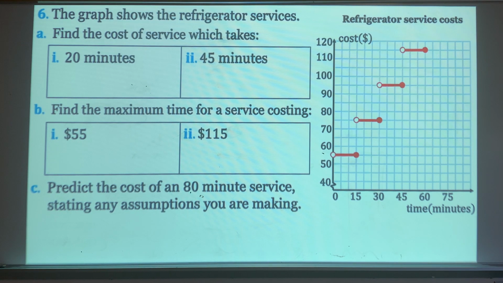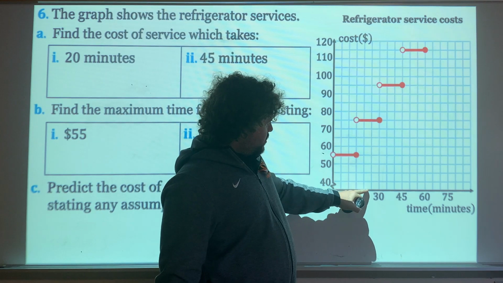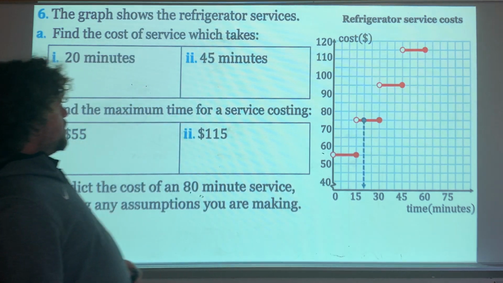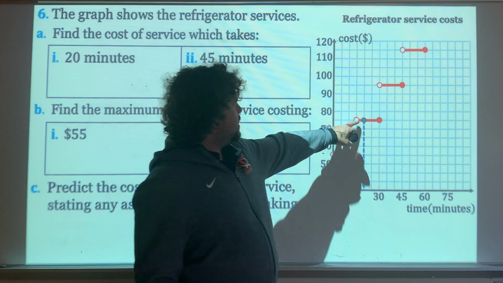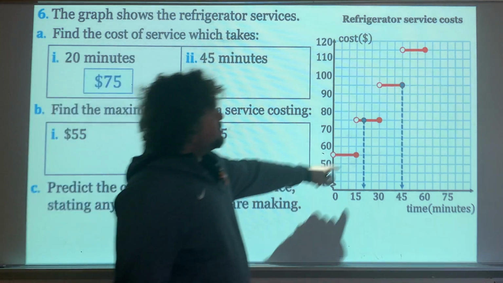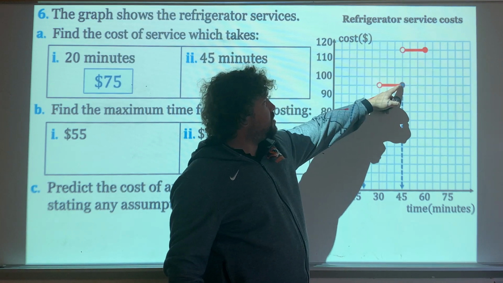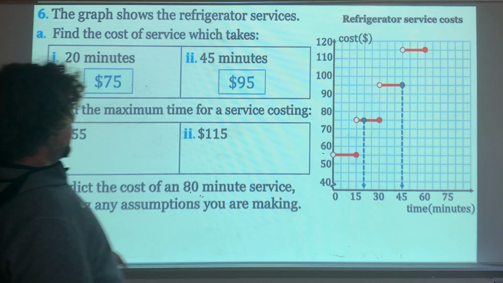So let's look at a graph. Time is right here on the bottom. These go up by 5, 10, 15, 20 is right there. So I go up to my graph. It corresponds with this number right here, which is $75. That's an easy one. There is no math to even show you. 45 minutes. Now there's a closed circle here and an open circle here. It does not count for the open circle, just the closed circle, which is 95 minutes.